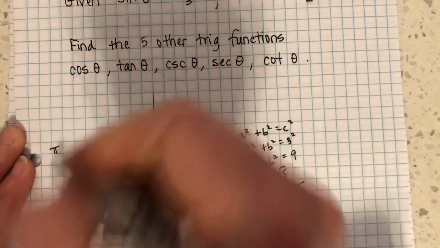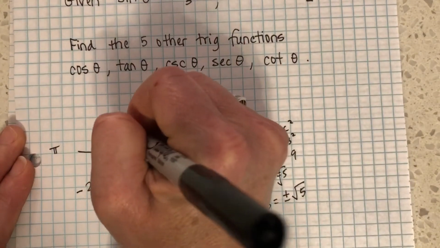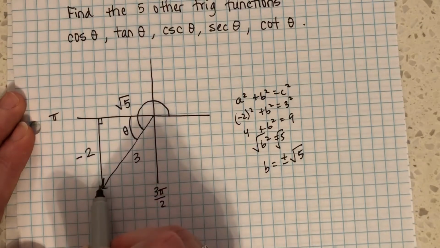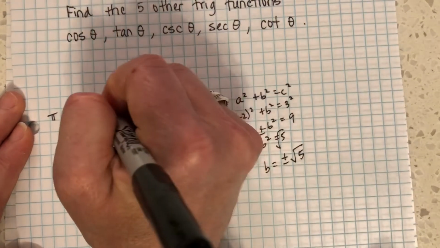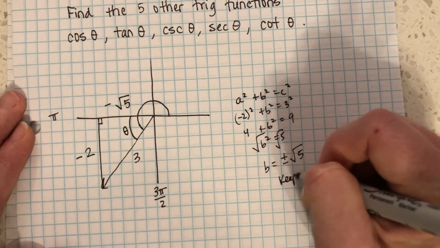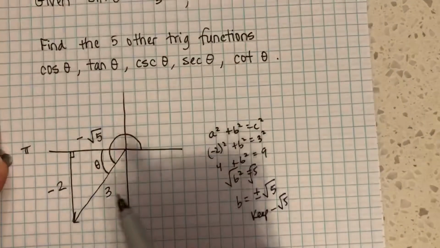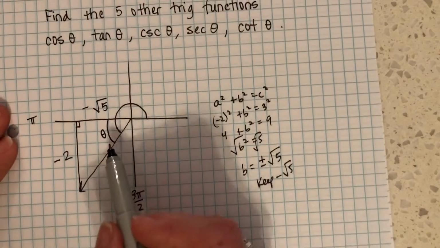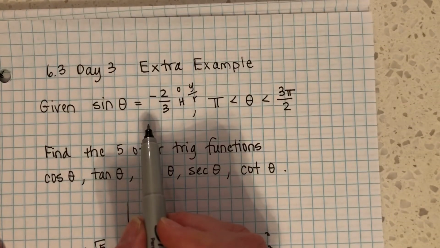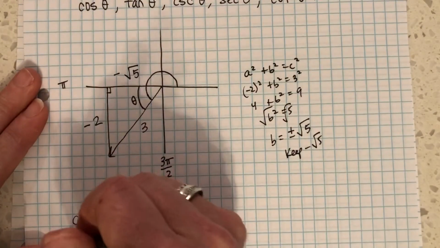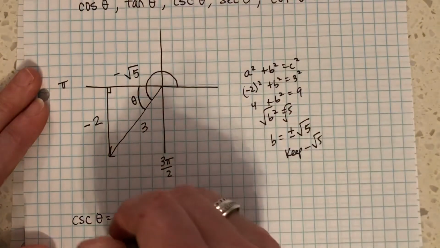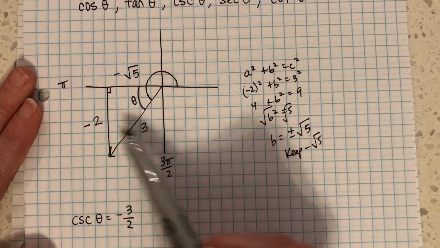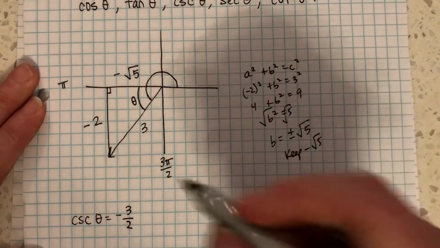So this is √5. On a coordinate plane, would this have been a positive or negative value if you went left and then down for that point? This would have been a negative value, so you want to keep the negative √5. And now you have a triangle that you can find all of the other trig functions based off of. Well, the easiest one, if this is the sine of negative 2/3, then the cosecant of angle theta is his reciprocal, negative 3/2. And you can even check it. H/O would have been 3/-2. It's negative 3/2.